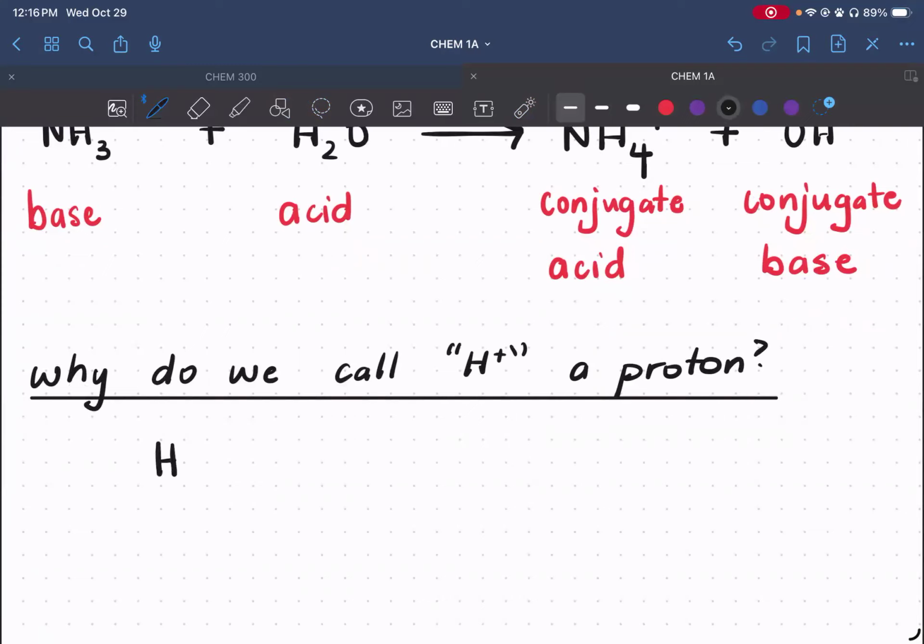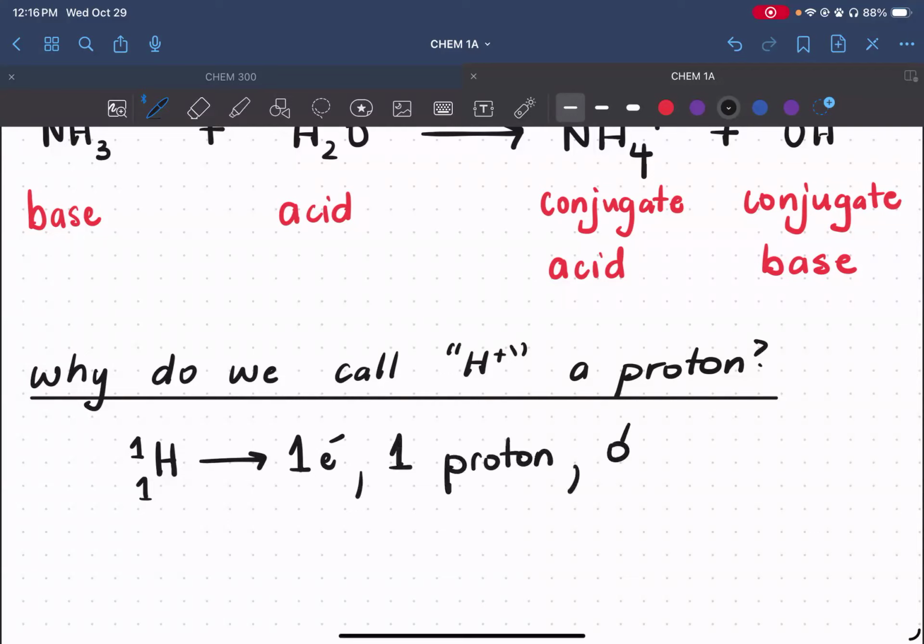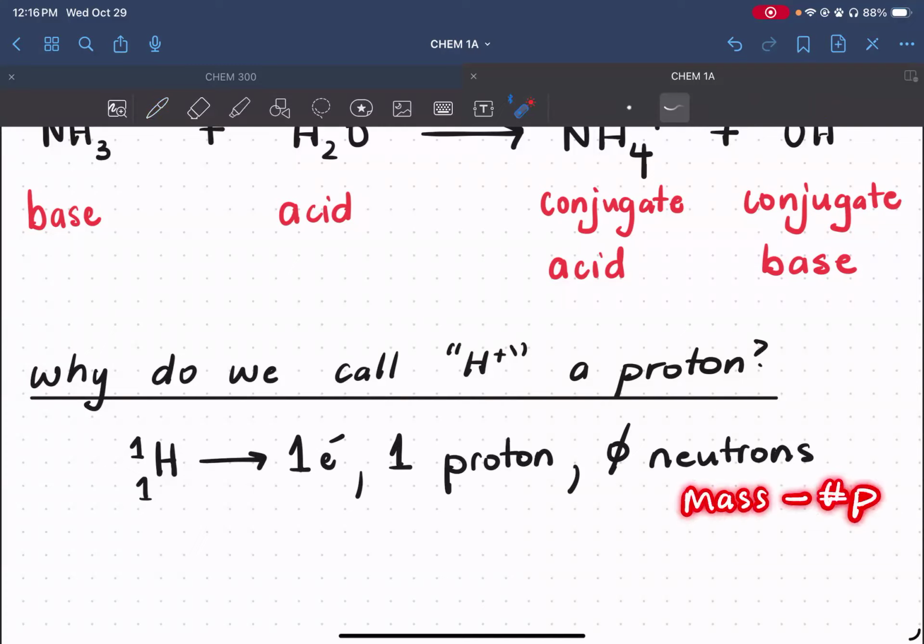If we look at the standard hydrogen, straight from the periodic table, we can see that it has 1 electron, 1 proton, and of course, 0 neutrons. Don't forget where neutrons come from. Neutrons are mass minus number of protons. That's 1 minus 1 to give us 0. So the standard hydrogen possesses an electron, a proton, and no neutrons.